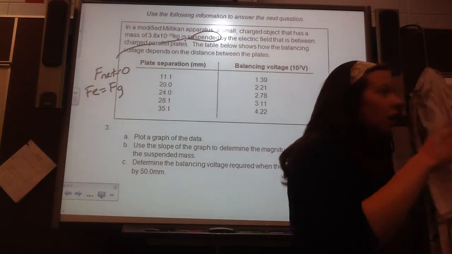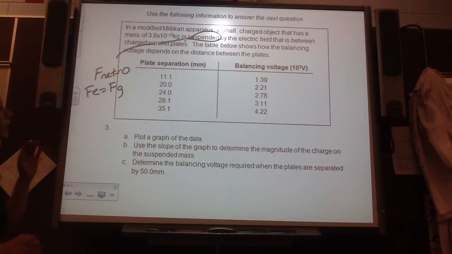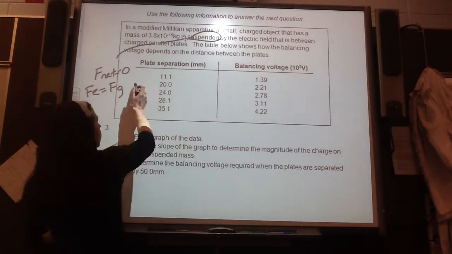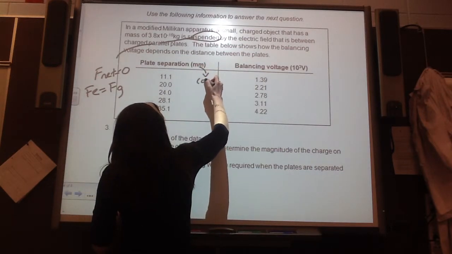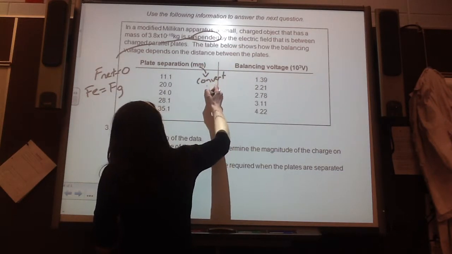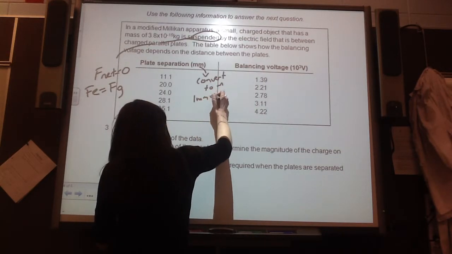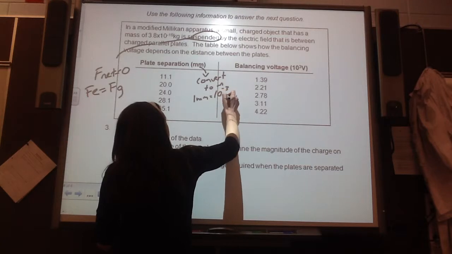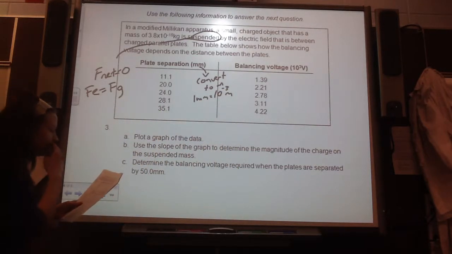Okay, so in order to plot this data, let's manipulate our data a little bit so that our units are good for what we would use in a formula. The plate separation that we're given is in millimeters. So what do you think we should change that to? Yeah, let's convert all of these to meters. I just wrote my conversions beside it. 1 millimeter is equal to 10 to the negative 3 meters, so you divide by 1,000 to get into meters.